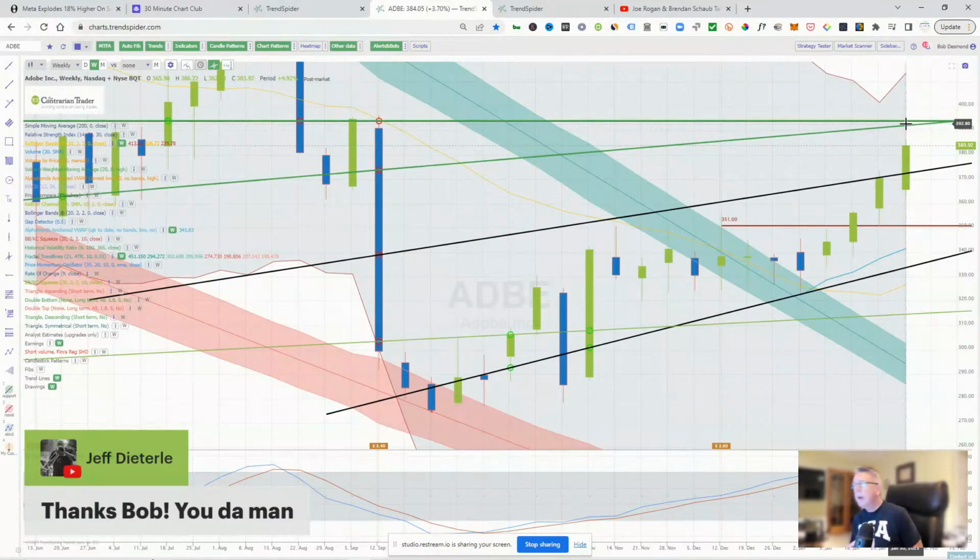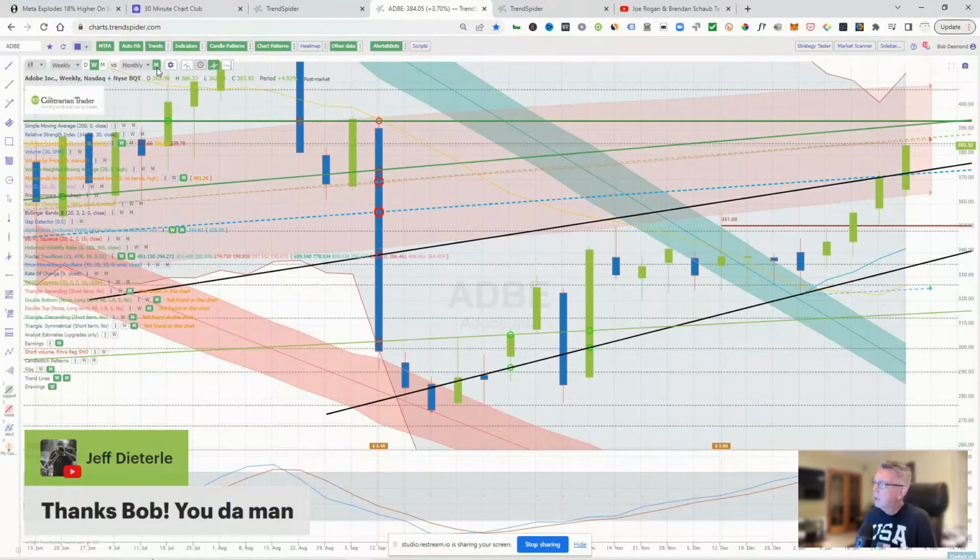We can head all the way up to 392 on Adobe. So it doesn't look like on a weekly time frame we have a lot of resistance above. That all changes when you overlay monthly resistance. And you can see here that right above, in dash line on this weekly chart, we have monthly resistance immediately above. So if we hit, let's call it 387 tomorrow, where do we leave today?